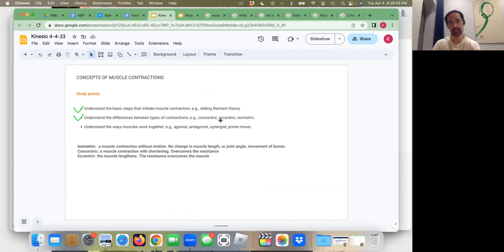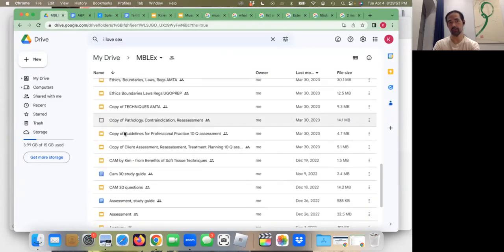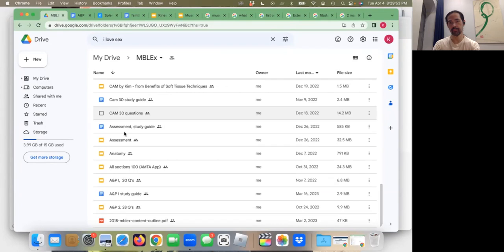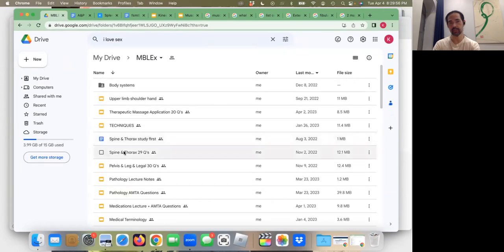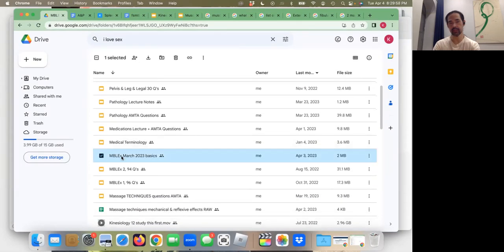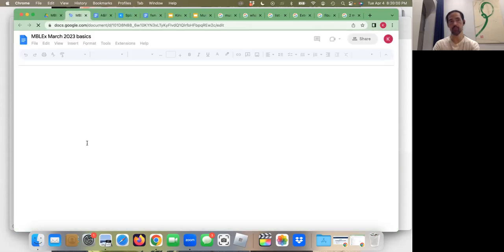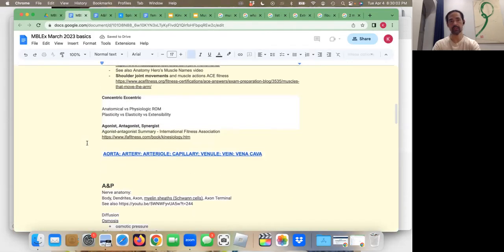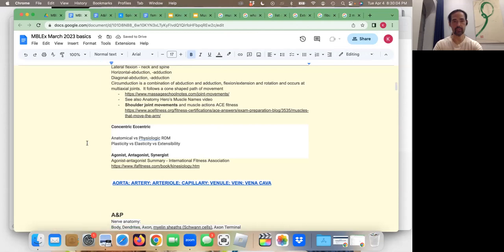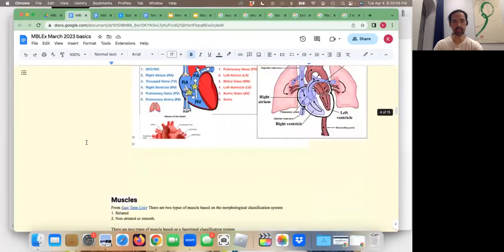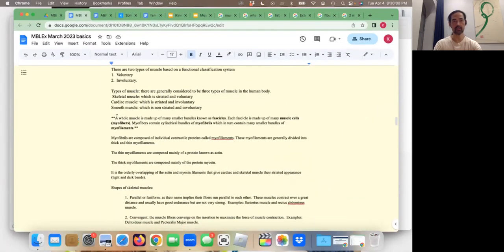The next is the types of contractions: concentric, eccentric, and isometric. Before we do that, let's go to our review document, the MBLEx March 2023 basics, and let's go down to the muscle section.